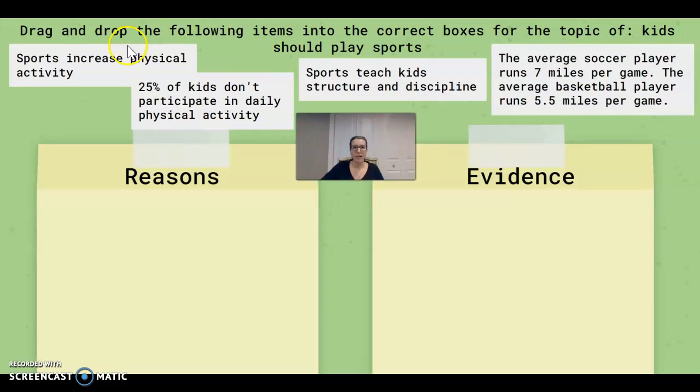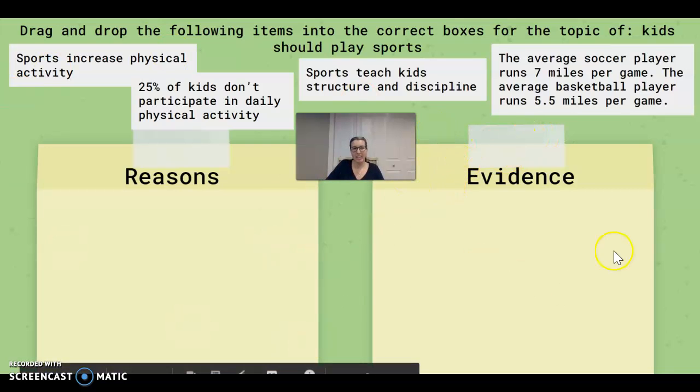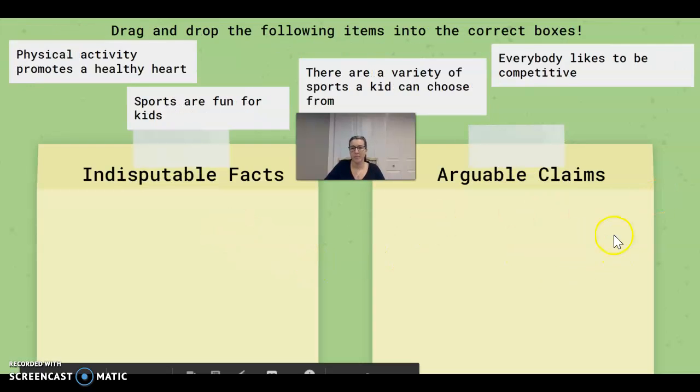All right, you have 4 different boxes that you will be dragging and dropping into the correct topic. On the left, we have reasons, and on the right, we have evidence. So you will need to read each one and decide, is this a reason or is this more like evidence? So would it be a statistic and data? If it's more statistic and data, you would put it under evidence. If it's a more general reason to support a claim, then it would go under reasons.